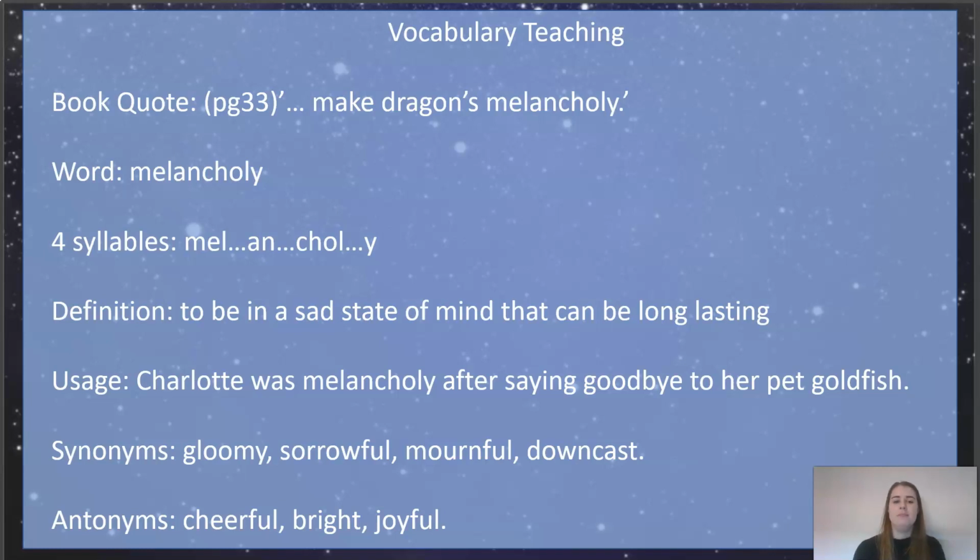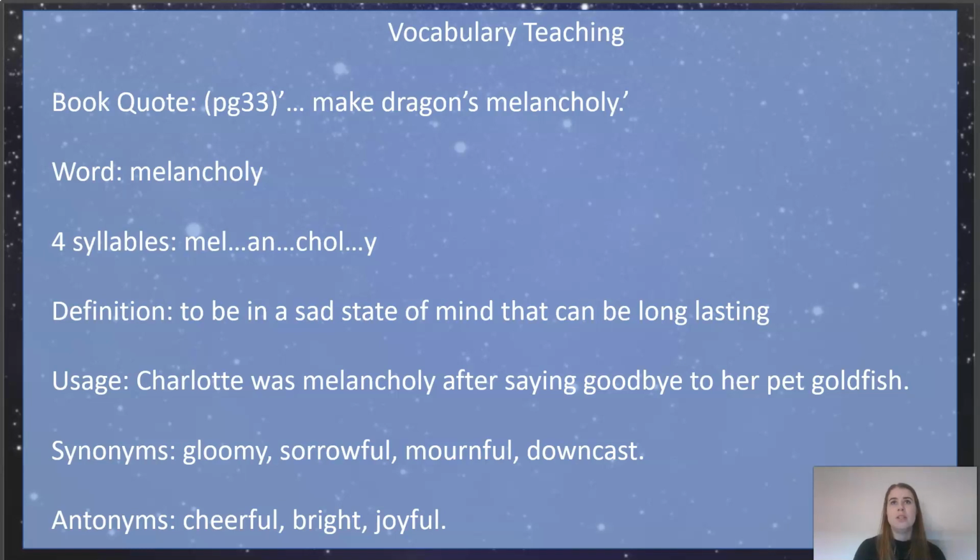So when we describe someone as being melancholy, as an adjective. Okay, I realise I've missed that off my slide. So being melancholy is what we have as an adjective, and it's four syllables: melancholy. We use it to suggest that someone is in a sad state of mind, but sometimes it's a feeling that can be quite long lasting.